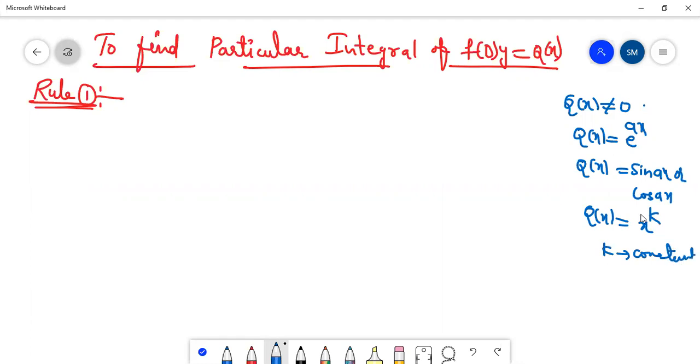These single functions: the right side function of the variable can be expressed as only exponential form or trigonometric form or algebraic form. This is the rule 1. In rule 1, q of x can be expressed as only single functions, not a combination. That is the first rule, then the second rule, and the third rule.